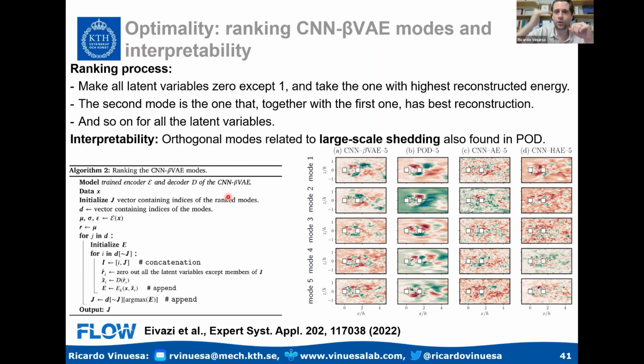So that's a little bit the idea, and we can actually sort the modes in terms of the reconstruction contribution to the signal in such a way that I have a hierarchical and orthogonal set of modes in this reduced order model. So I can have a very compact reduced order model with very interesting properties from the interpretability point of view. Okay.